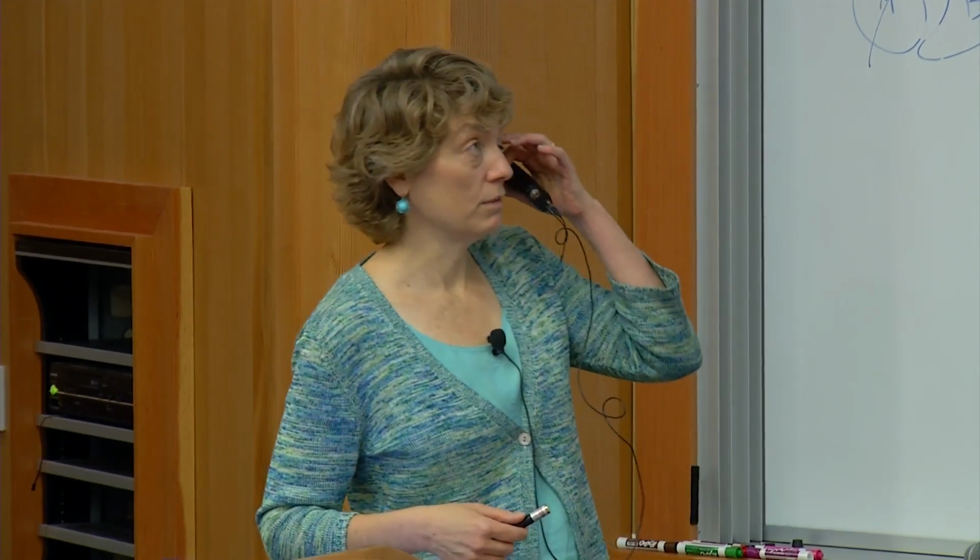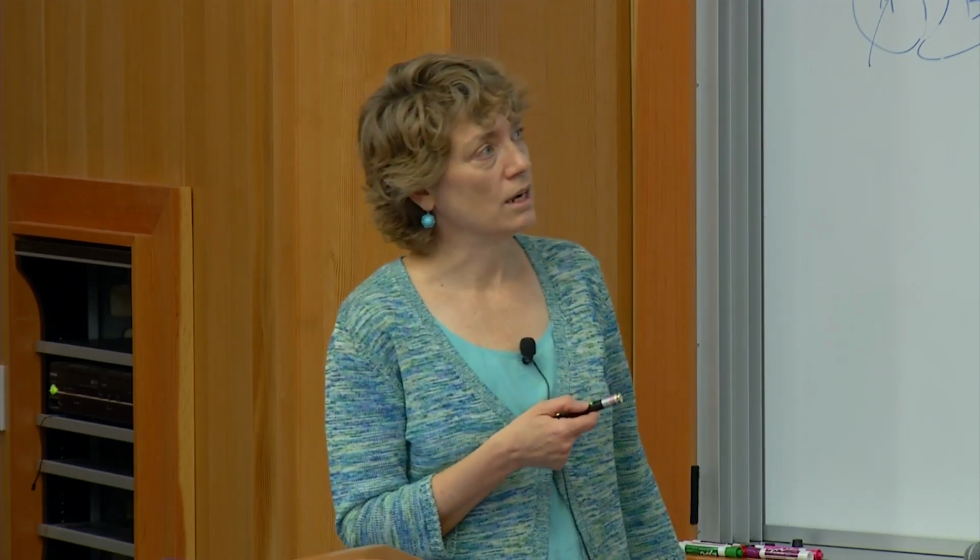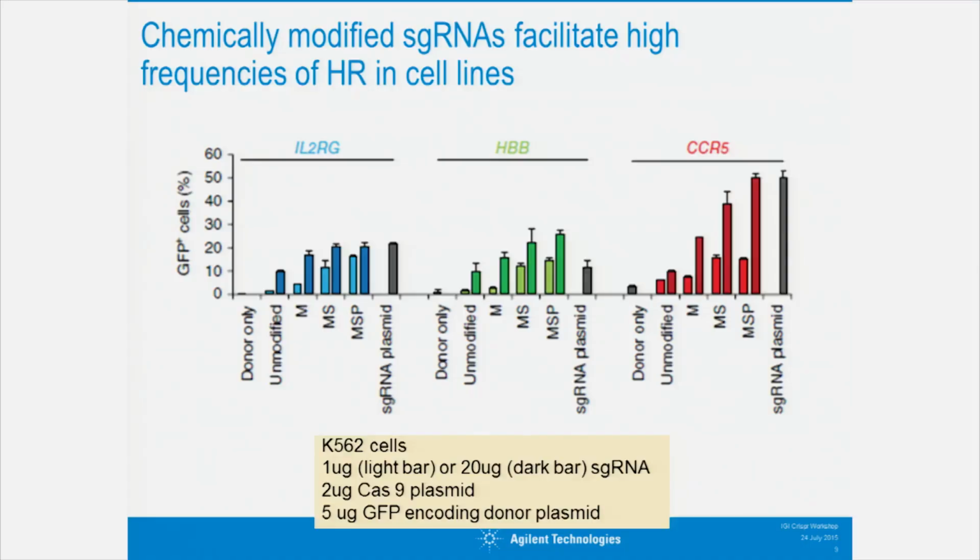So a very similar type of result was seen when, instead of just looking at the indel frequency, the Porteus lab had already set up GFP-encoding donor plasmids, made with flanking sequences for each of these 3 genes. And you can just count the GFP positive cells and see a similar type of effect.